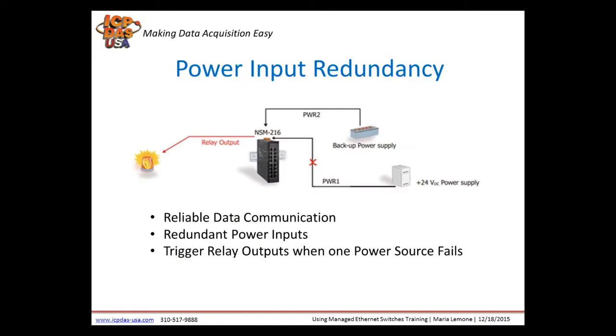Some Ethernet switches, like the unmanaged NSM216, have redundant power inputs, so 2 power supplies can be connected, and if one fails, a relay output gets triggered, so things like a light could go on for reliability, and this ensures reliable communication.